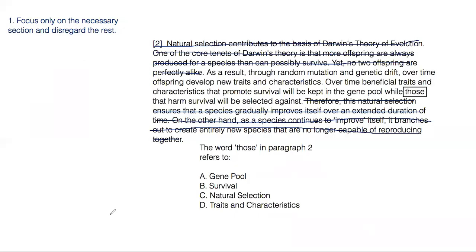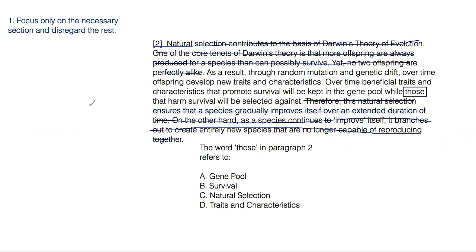So by doing this, we have now narrowed down our reading section. "As a result, through random mutation and genetic drift, over time, offspring develop new traits and characteristics. Over time, beneficial traits and characteristics that promote survival will be kept in the gene pool, while those that harm survival will be selected against." So we're looking for those, and this is the information we're pulling from.